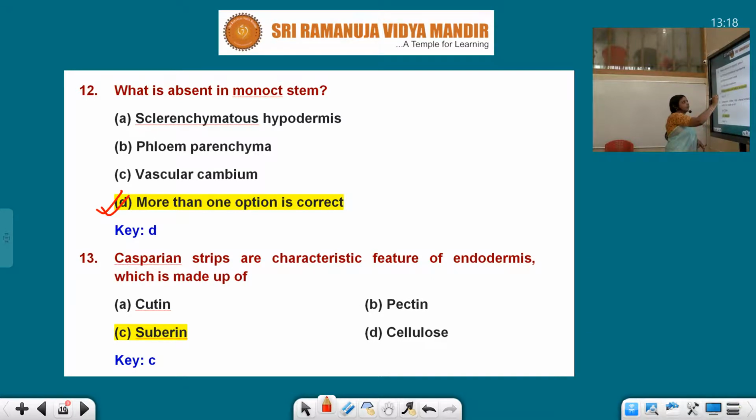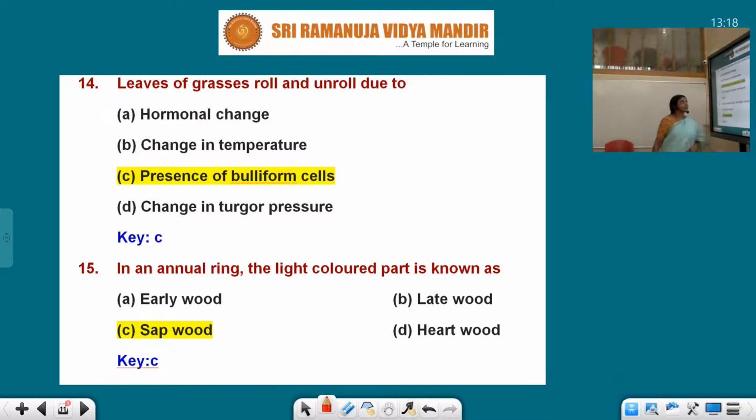So, more than one option. Casparian strips are a characteristic feature of endodermis. The endodermis has the Casparian band, and it is made up of suberin, and this suberin is impervious to water. So suberin is the right answer. Now, leaves of grasses roll and unroll due to, the same question asked in a different way. So you have to know all these things.